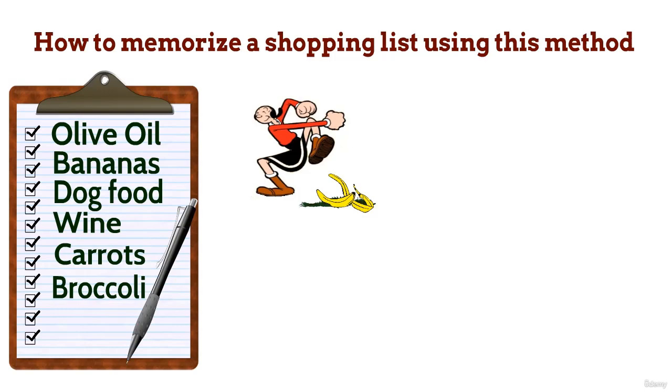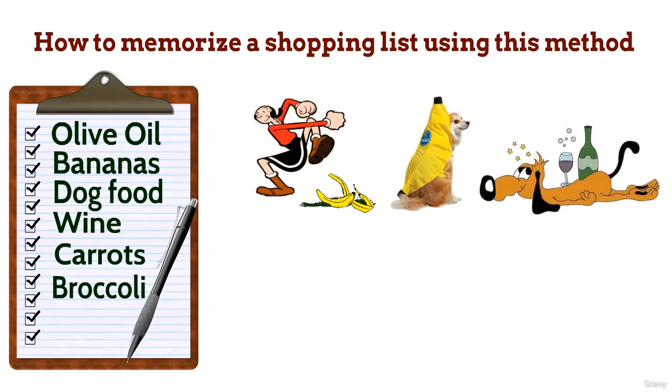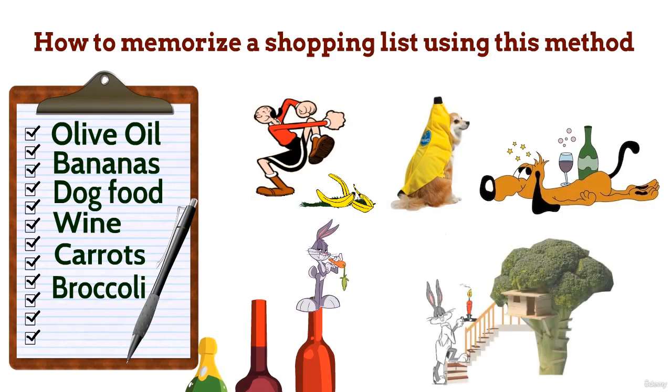The next two items, bananas and dog food, can be linked with this image of a dog wearing a funny banana costume. To associate dog food and wine, imagine a drunken dog. To link wine and carrots, you can imagine a rabbit jumping out from a bottle of wine. And finally, link the last two items, carrots and broccoli, with this funny image of Bugs Bunny. If you have actually seen these 5 pairs in your mind's eye, you will have no trouble remembering the 6 items in a sequence from olive oil to broccoli.